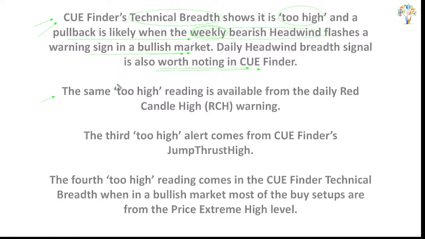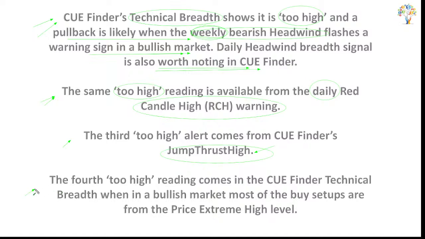The same too high reading is also available from the daily. Now, daily red candle high warning. These are warnings that flash on the technical breadth page. So red candle high is another way to know too high. There is a third way to know too high from Q Finder, that is when the jump thrust high alert flashes. So jump thrust is another alert that flashes using color change. That is also going to tell us when it is too high.